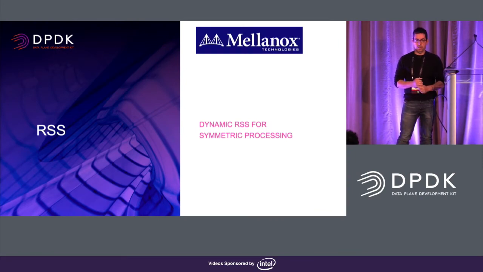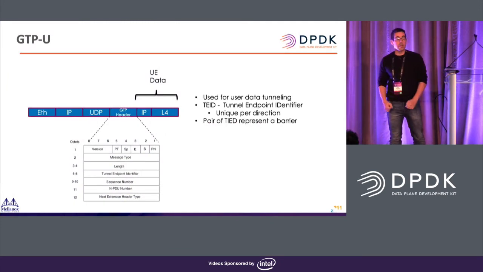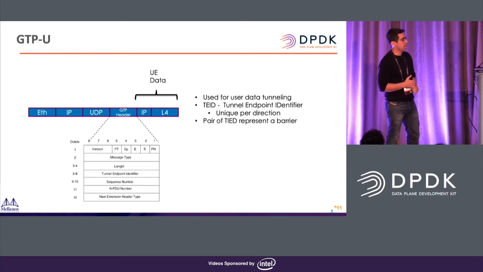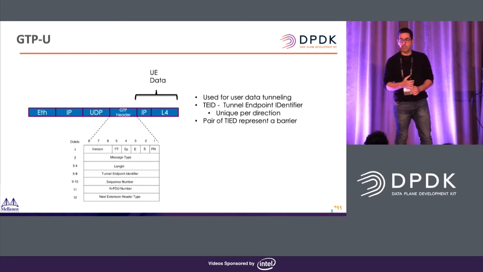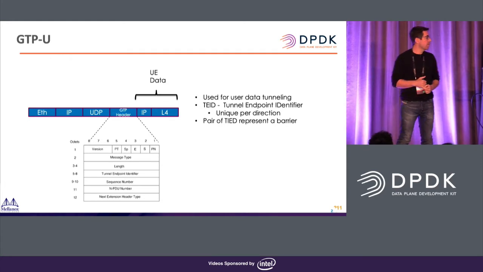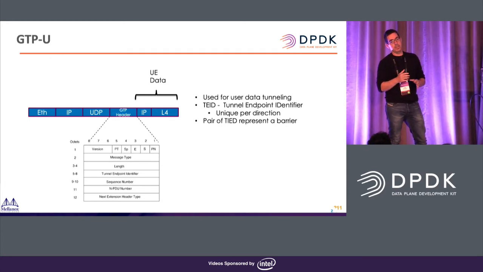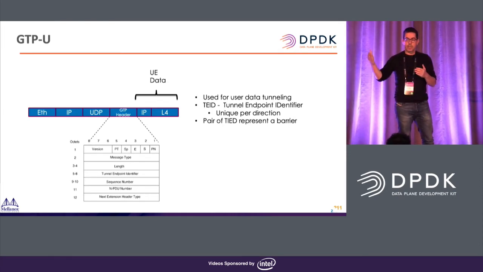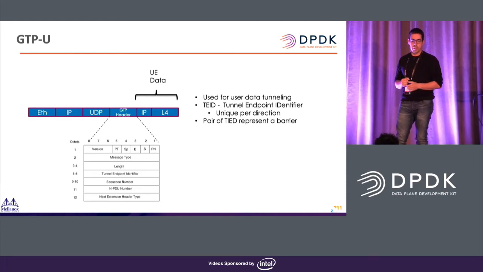Okay, now I get into RSS. So first, 5G, like 4G, the traffic is tunneled over GTP. GTP is a very simple protocol. It is divided into GTP-U and GTP-C. Basically, they have the same initial header, but GTP-C is a control protocol. So after the initial header, it has many types of messages.